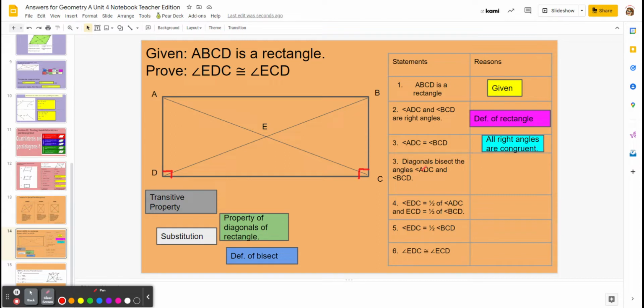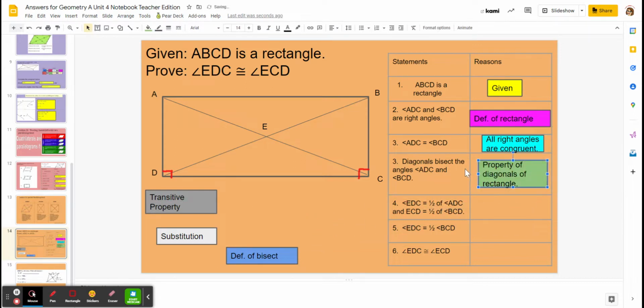Diagonals bisect the angle ADC and BCD. Why can we say they're going to bisect it? Because that's one of the properties of a rectangle. Property of the diagonals of a rectangle.